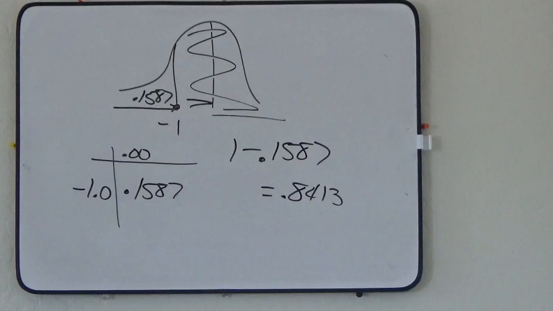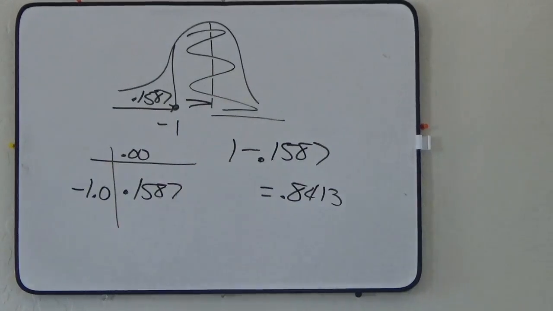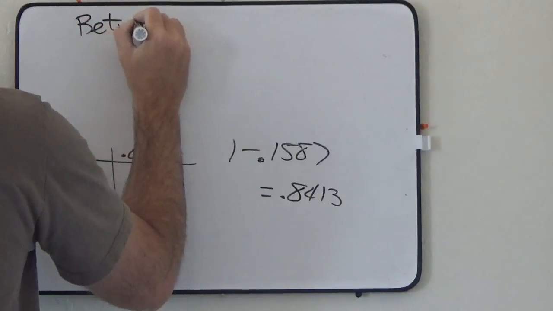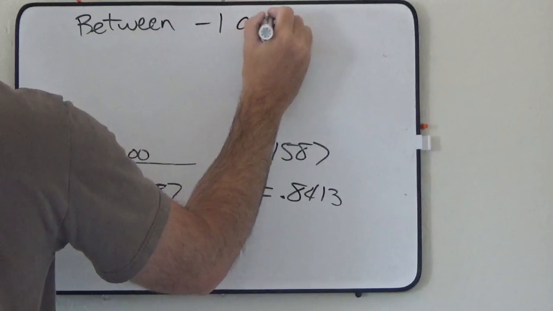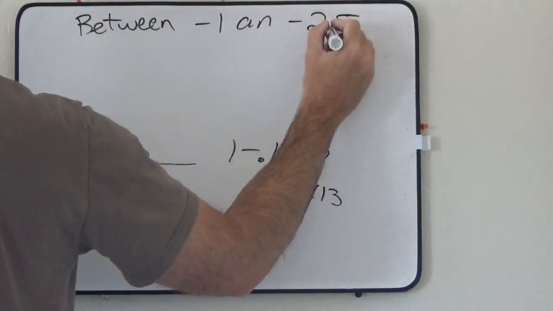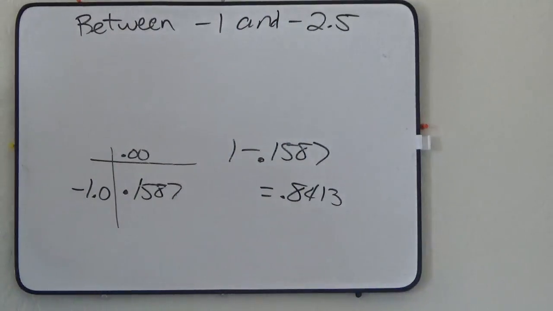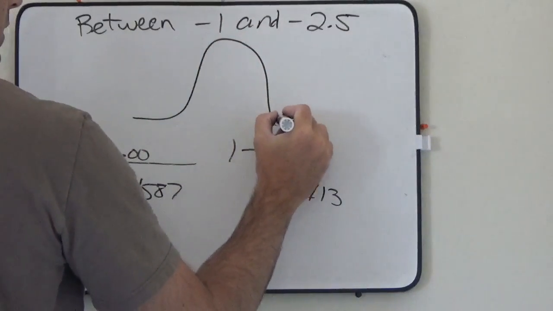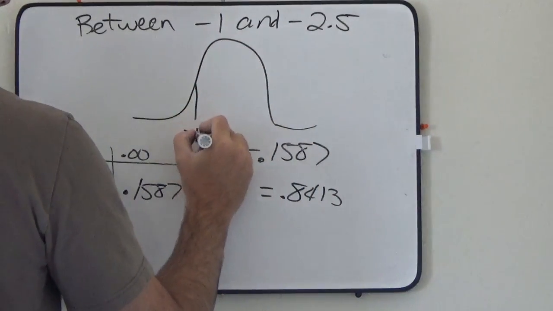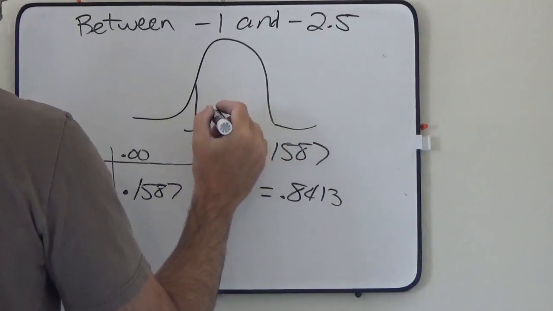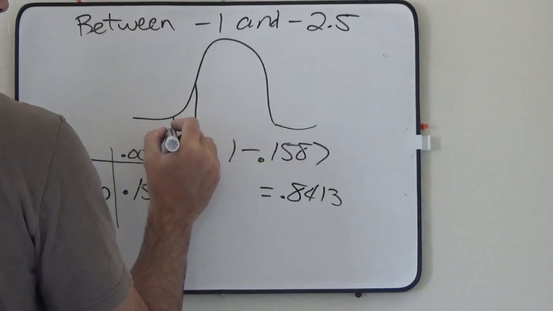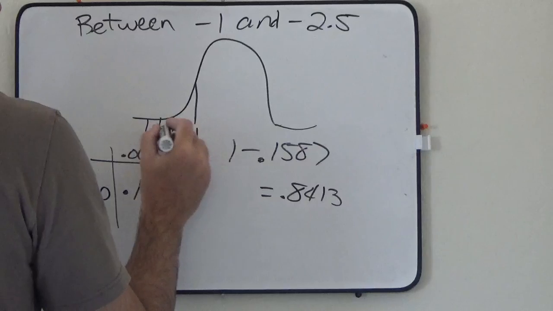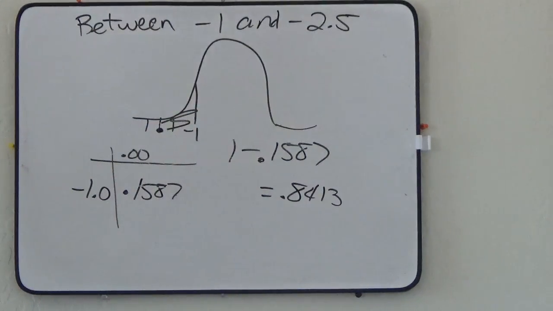Now, let's get a little bit more tricky. We want to find the probability of everything between -1 and -2.5. Okay, so we're going to find the value between those. In other words, guys, on our bell curve, -1 would be here, and -2.5, this would be -2, -3, so -2.5 would be right here. So I want the area of just that little section.